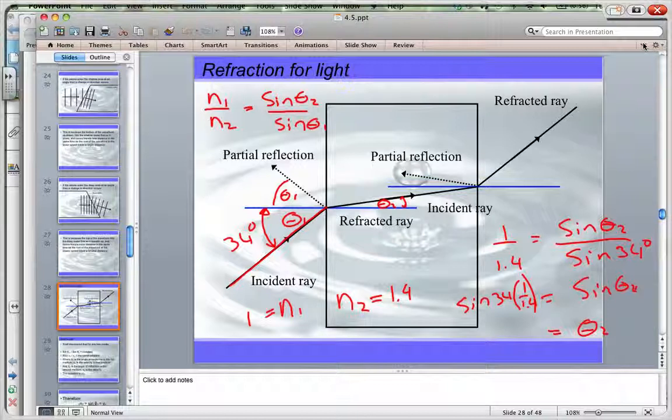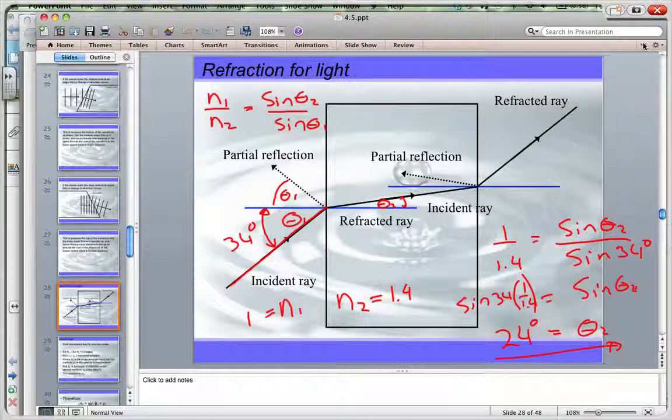What do you get? Then you've got to do the inverse sine of the answer, 23.5. So we're getting about 24 degrees there. 24 degrees that you're getting. Okay. So it's a very straightforward formula to use.